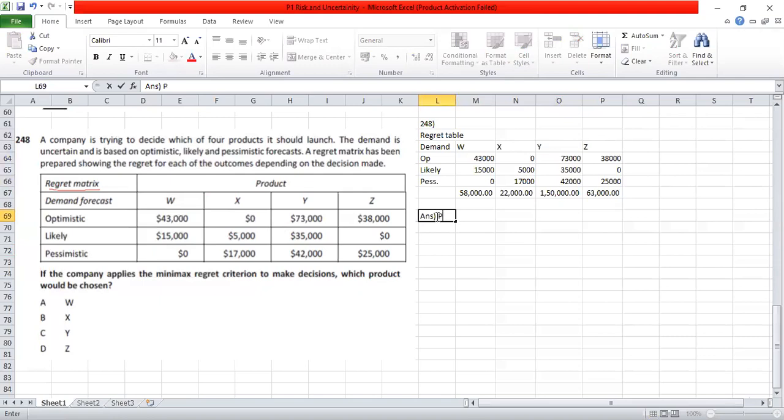This should be the first question. The first one is a difficult one and the later one is easier. This is product X. 248 we have this. The 253 is the maximax decision criteria.